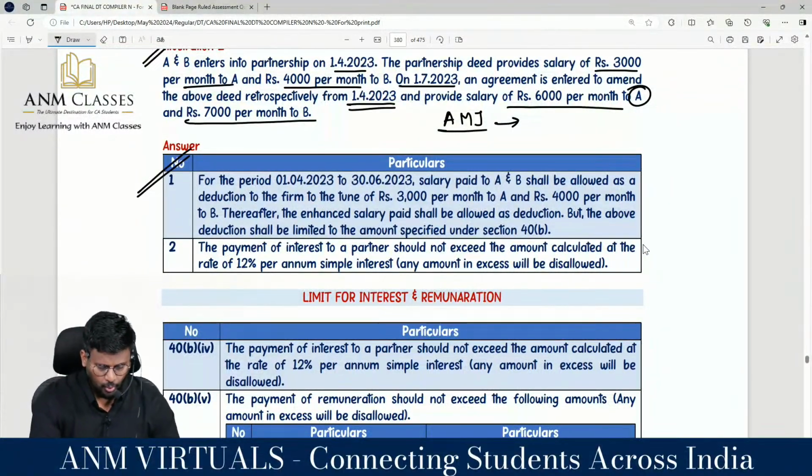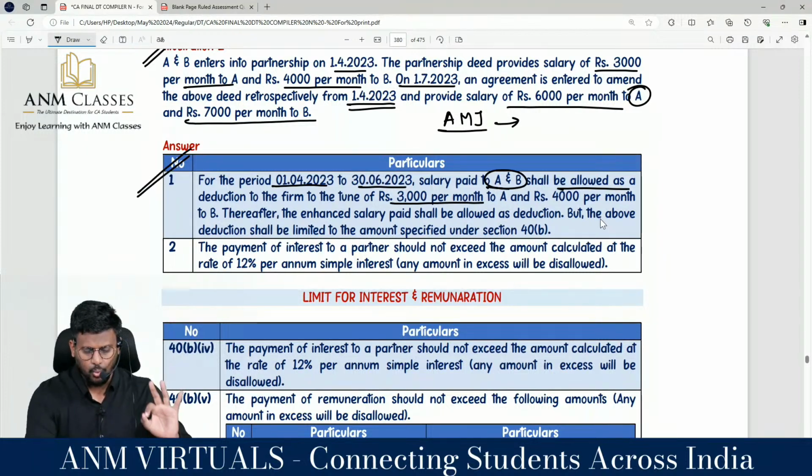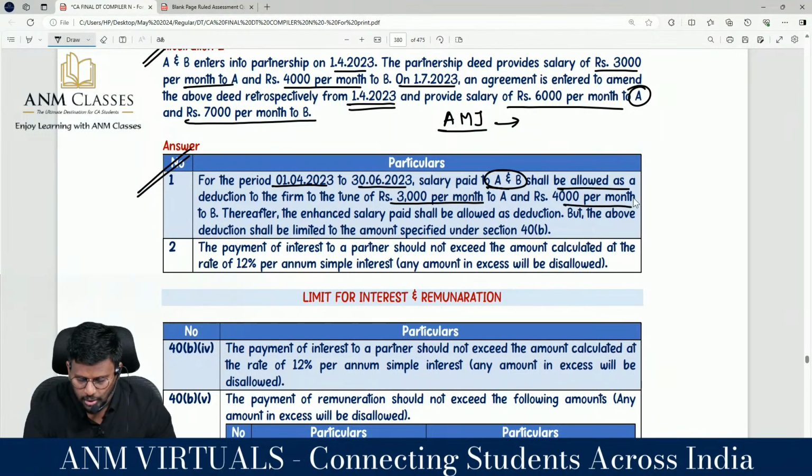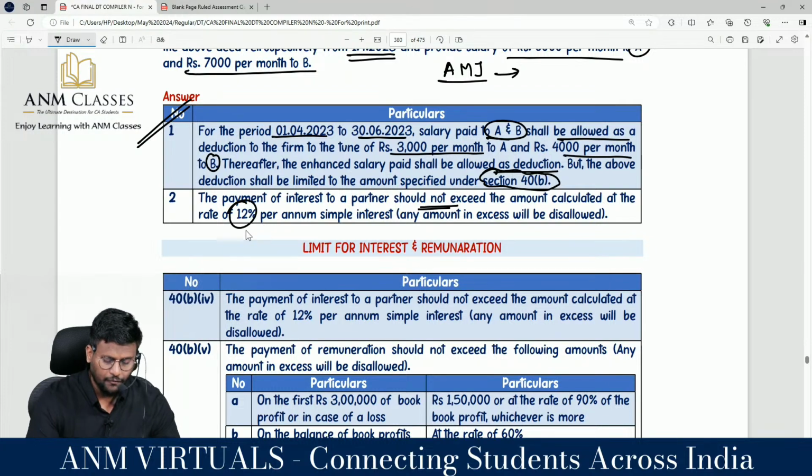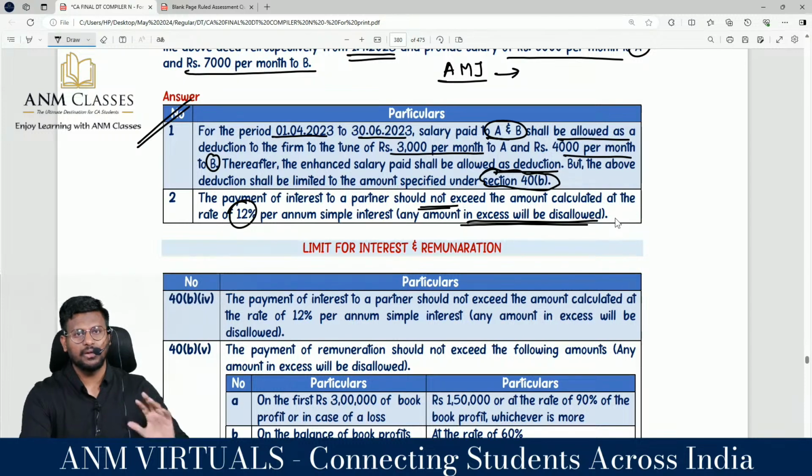For the period 1/4/2023 to 30/6/2023, salary paid to A and B shall be allowed as deduction to the firm to the tune of 3,000 per month to A and 4,000 per month to B. Thereafter, the enhanced salary paid shall be allowed as deduction, but the above deduction shall be limited to the amount specified under 40B. The payment of interest to partners should not exceed the amount calculated at the rate of 12% per annum simple interest. Any amount in excess should be disallowed.